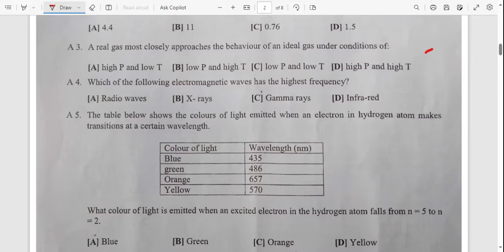Now the first thing we need to understand is what properties ideal gases follow. When you are talking about an ideal gas, it's just an imaginary gas. An ideal gas is a theoretical gas, and ideal gases will obey Boyle's law.